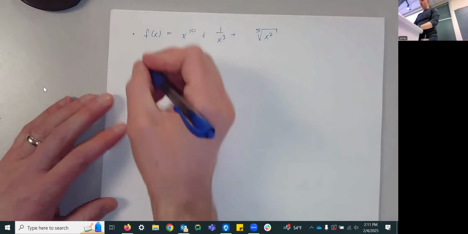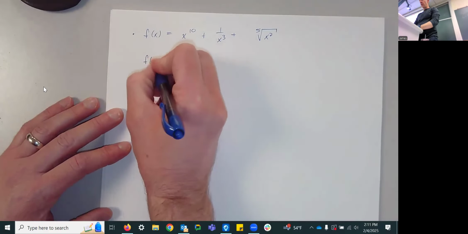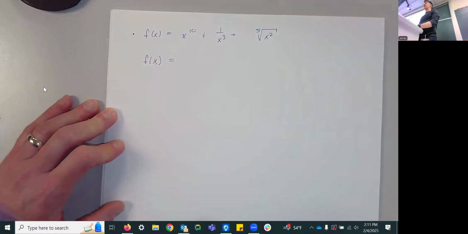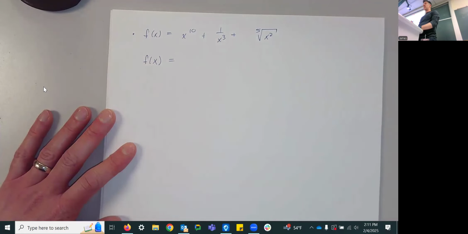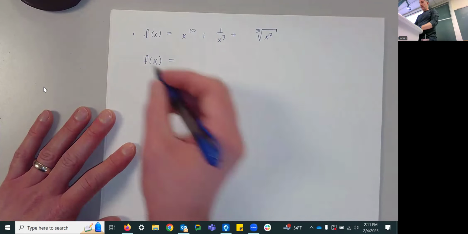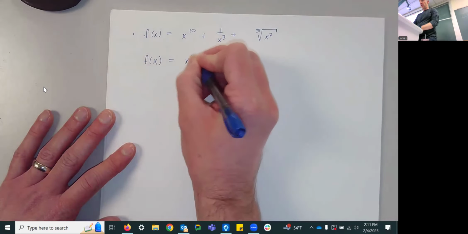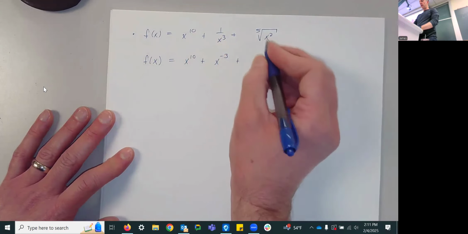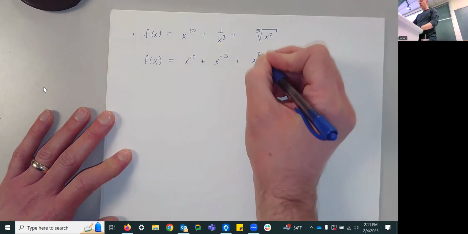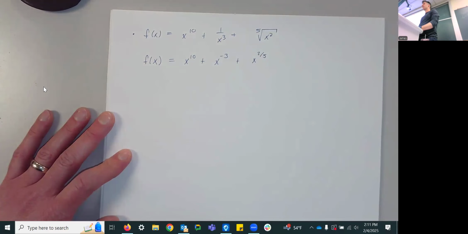So we're going to rewrite this first. Notice that when I'm rewriting it, I'm not writing f prime of x. I'm not taking the derivative yet. I'm just rewriting my function, which is not the same as its derivative. So I'm saying f of x is x to the 10th plus x to the negative 3rd plus the 5th root of x squared is x to the 2/5 power. And now we can take the derivative using the power rule.